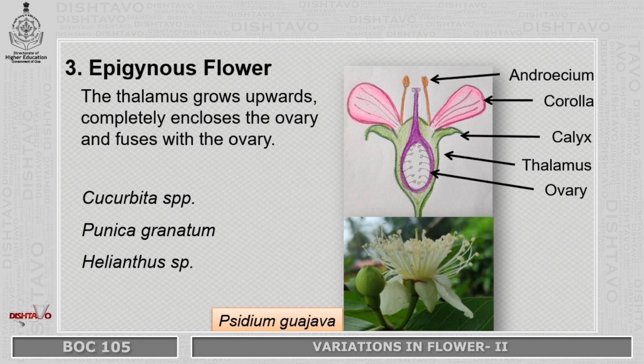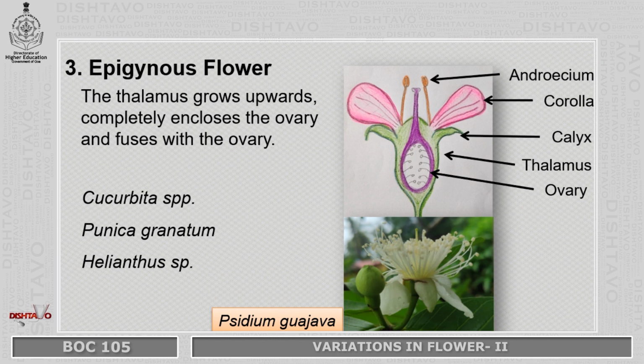The other floral whorls, that is calyx, corolla and androecium, are inserted on top of the thalamus. Since the position of the ovary is below the other whorls, the ovary is said to be inferior, whereas the other floral whorls are said to be superior.